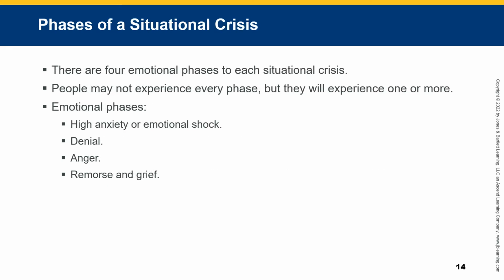There are 4 emotional phases to each situational crisis. People may not experience every phase during a crisis, but they will certainly experience one or more. Understanding what these phases are and why they occur will help you better treat people who are experiencing an emotional crisis. The emotional phases are high anxiety or emotional shock, denial, anger, and remorse and grief.